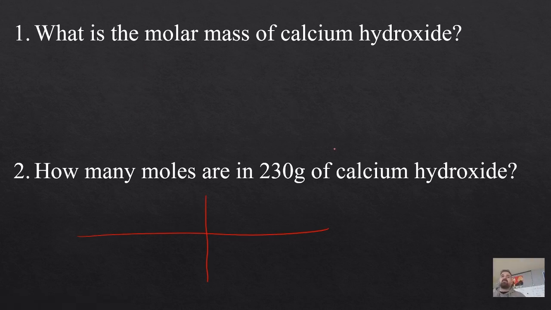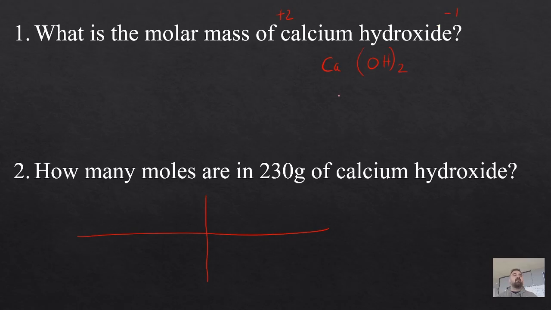So first one says, what is the molar mass of calcium hydroxide? What's the first thing we need to do to solve this? We need the formula, right? So calcium is going to be Ca. Hydroxide is OH. What's the charge on calcium? +2. What's the charge on hydroxide? So how many hydroxide do we need for every calcium?